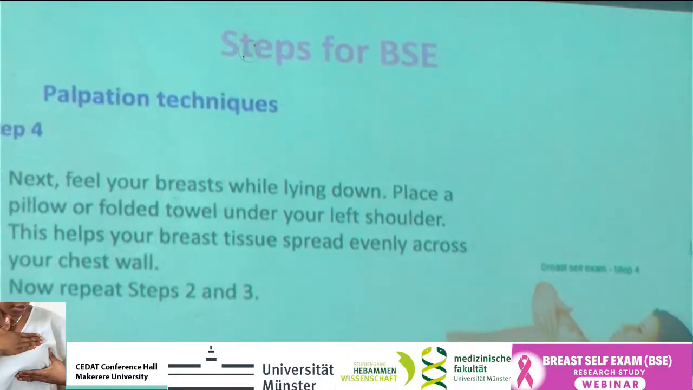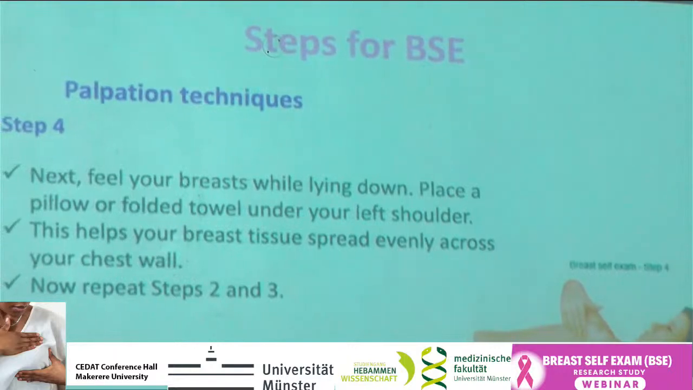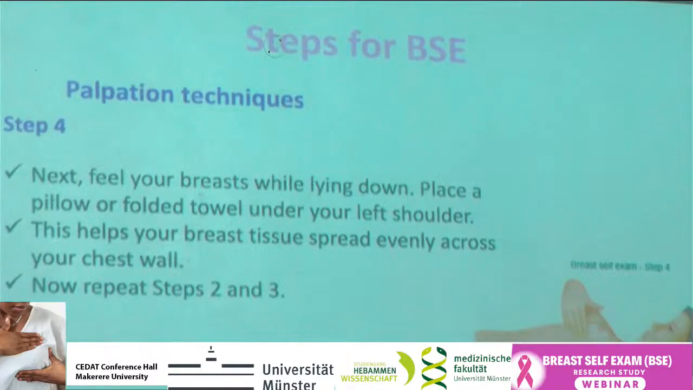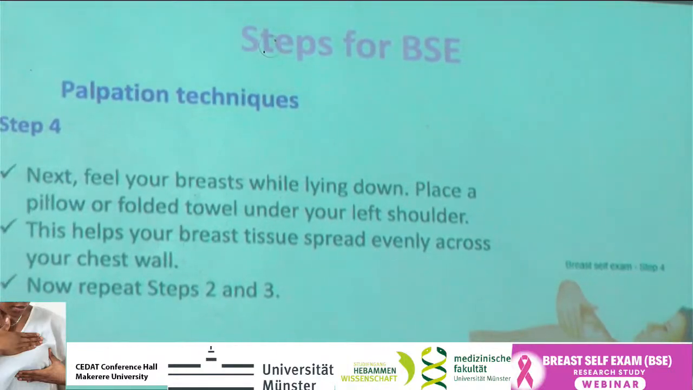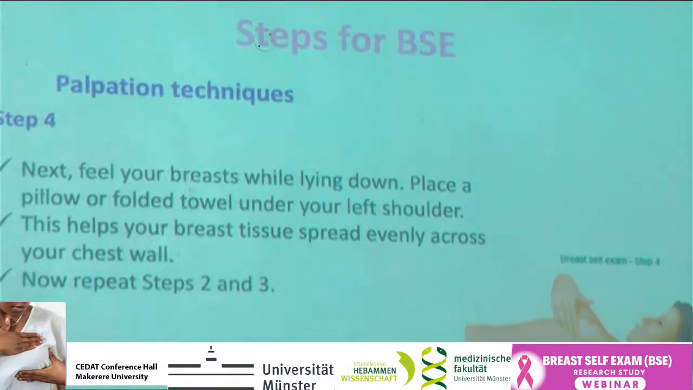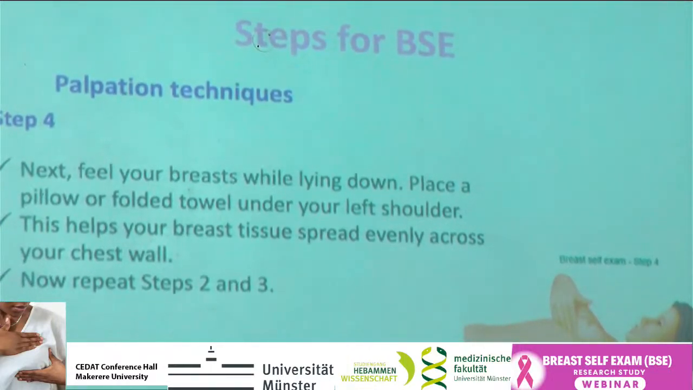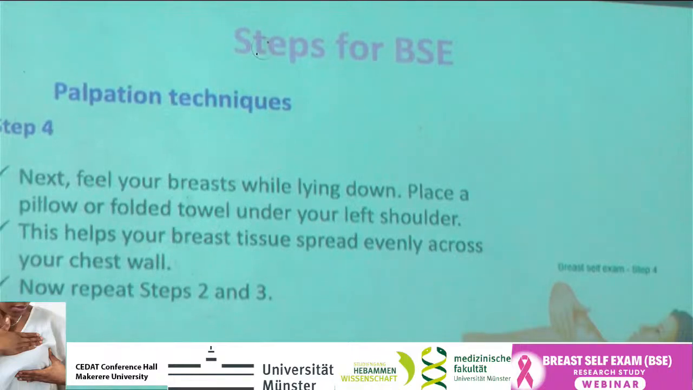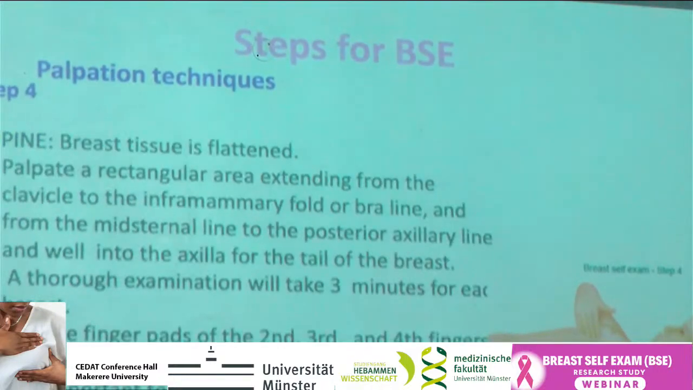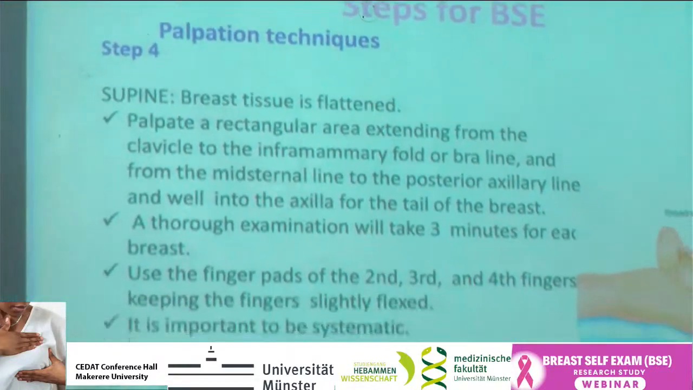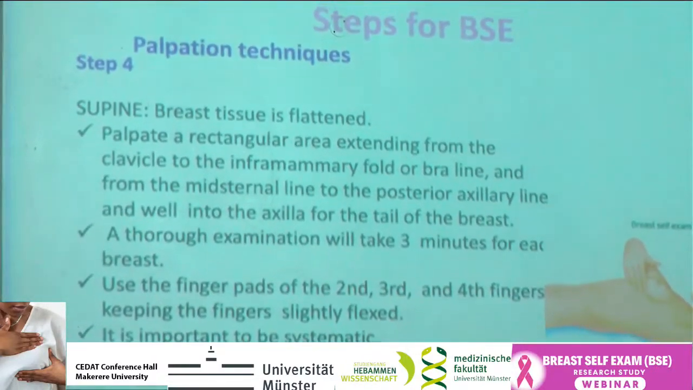Step 4 of the palpation technique, you feel your breast while lying down. So here you are required to lie down. You place a pillow beneath your shoulders to make yourself comfortable. As you can see in the picture, this helps your breast tissue spread evenly across your chest wall. And now here you're required to repeat step 2 and step 3. This position is also known as the supine position. The breast tissue is flattened and easy to examine.